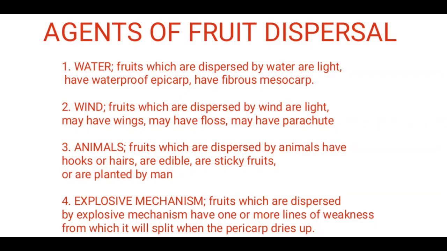Number 4 agent of dispersal, explosive mechanisms. Fruits which are dispersed by explosive mechanisms have one or more lines of weakness from which the fruit will split when the pericarp dries up. So this is how we have come to the end of classification of fruits. It's complicated though, but you really have to follow it step by step to understand better.